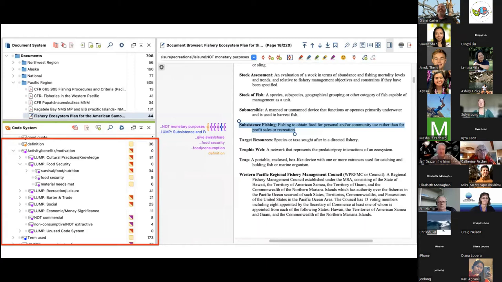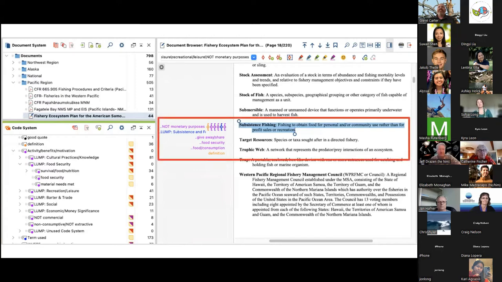As I went through this process, I manipulated the code a little bit to be appropriate for the data that I was working with, but you can see the activity benefits motivation code category is expanded to show some of the subcodes within that: cultural practices, food security, et cetera. And the term use category is small, but it's all the way on the bottom in blue. That is essentially any of the different types of non-commercial fishing that could be brought up in a document. Due to the constraints of this project, I focused just on analysis of the activity category and the term used category.